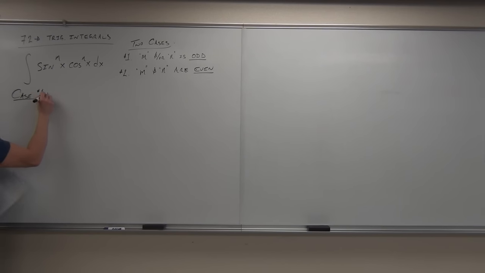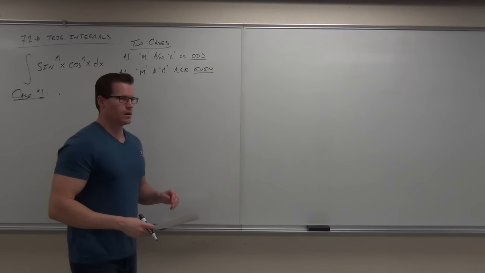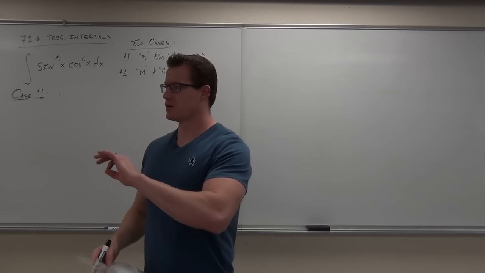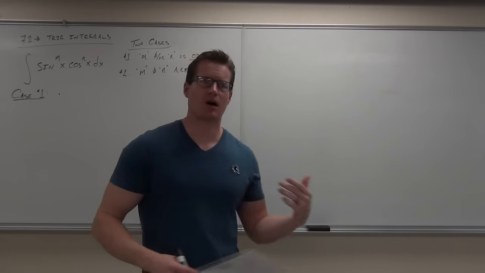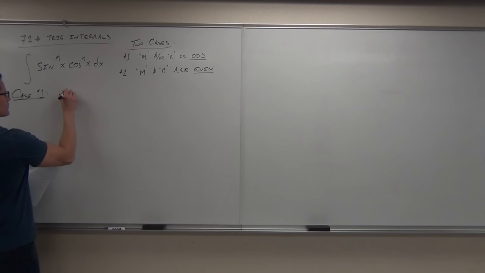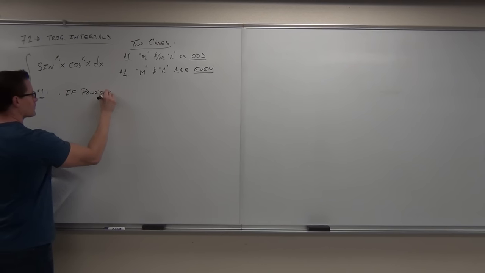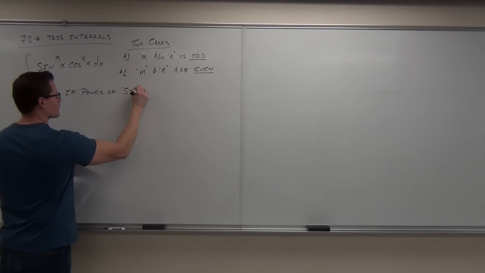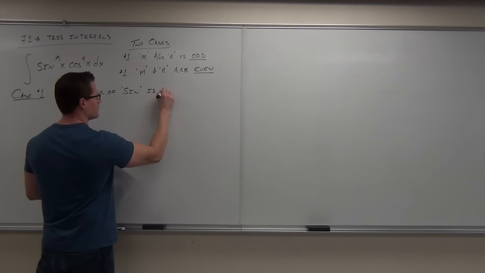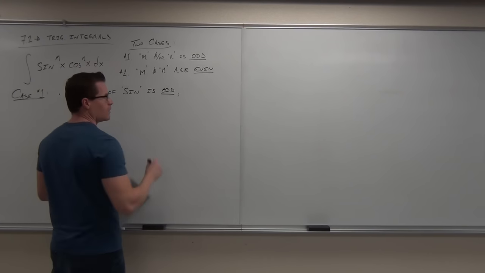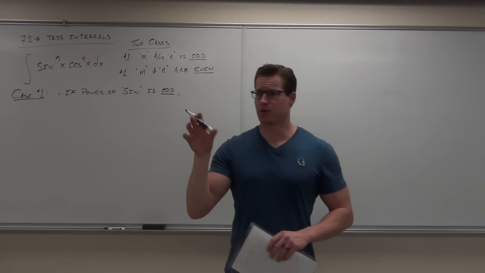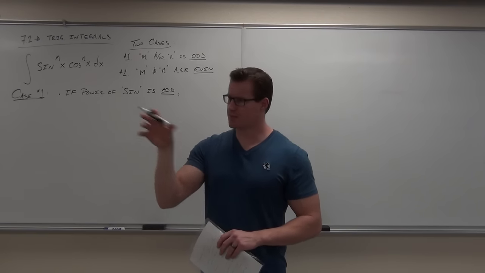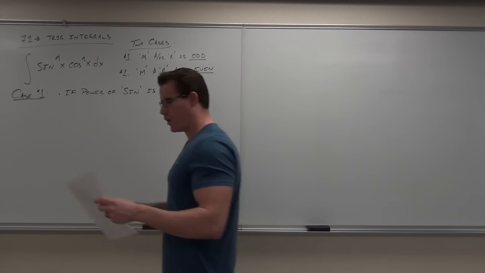Case number one. Let's suppose, so case number one, either m is odd, or n is odd, so either sine has an odd power, or cosine has an odd power, or they both have an odd power. If the power of sine is odd, what we're going to do is strip off one of the sines. If it's sine to the third power of x, we'd strip off one. We'd have sine squared times sine. Does that make sense? We're going to strip off one power. So we're going to keep one factor of sine.